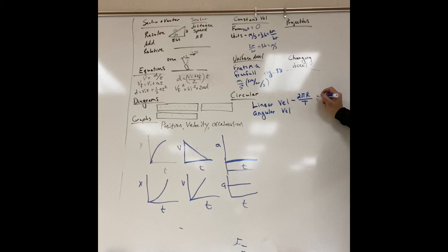So the further out you are, the faster you go. I'm just going to say far out is fast. All right, angular velocity is in radians per second, which means that it's independent of the radius. Everybody goes the same radians per second, regardless of the radius.